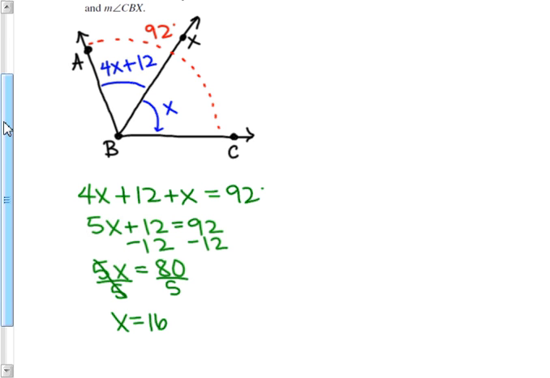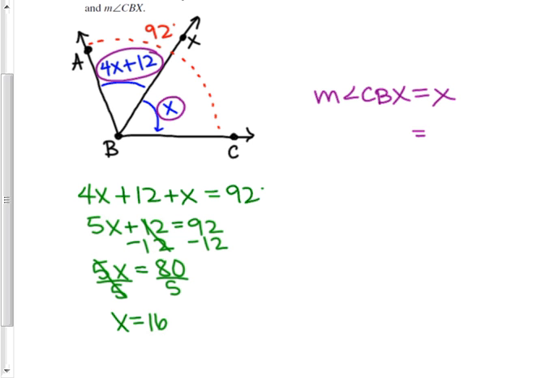I'm not actually done yet, but I know that x equals 16, so when I plug that back in to here and here, I'm going to find the measures of my angles. The measure of angle CBX is just x, and I know that x equals 16, so the measure of angle CBX is literally just 16 degrees. And then the measure of angle ABX is going to take a little more math. That one is 4x plus 12.